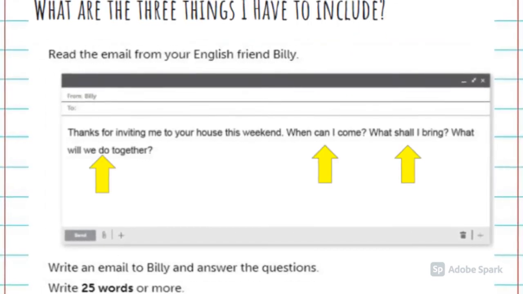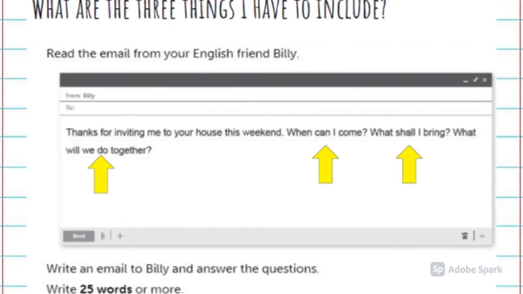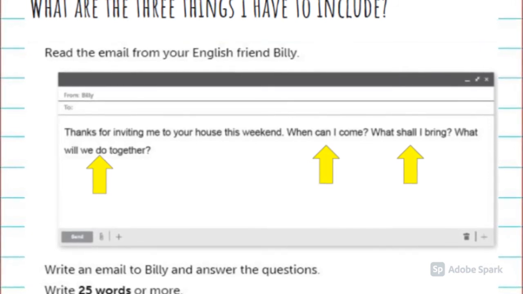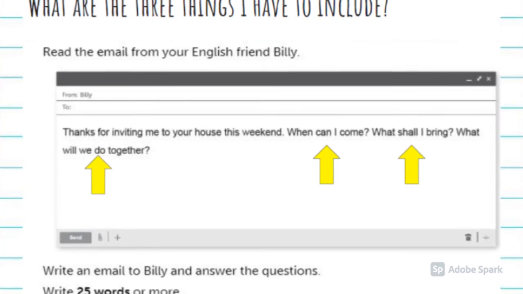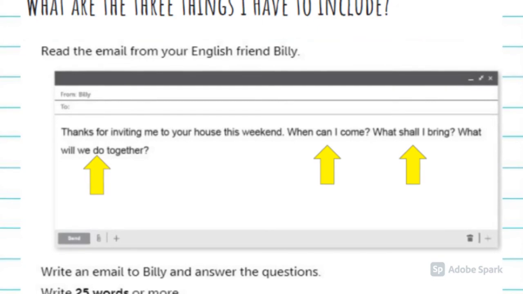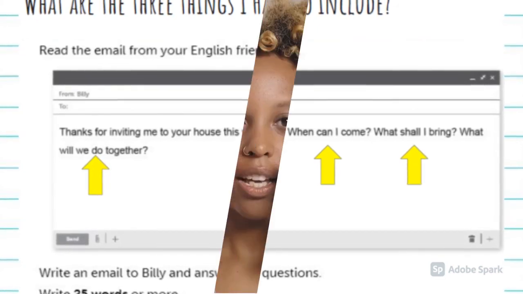What are the 3 things I have to include? For this task, the yellow arrow shows the 3 pieces of information you have to include. First, when can I come? Second, what shall I bring? And third, what will we do together? You have to include these 3 things in the email that you write to Billy. Remember, you have to write 25 words or more.